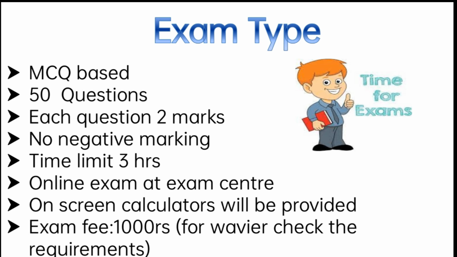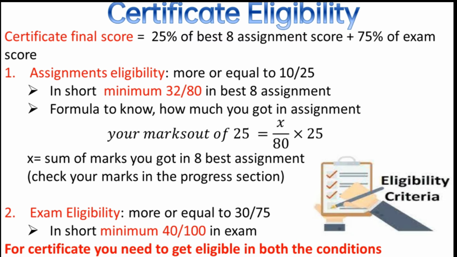Going to the next topic, which is our certificate eligibility. This is more important, and I request you to focus here properly. See what is written there, and first listen to me. There are 2 criteria to get a certificate. First, you have to be eligible in assignments, and second, you have to be eligible in the exam also. When you are eligible in both, only then will you get the certificate, otherwise you won't. For example, if you passed the exam but failed the assignments, you will not get it. If you passed the assignments but failed the exam, you will not get it.